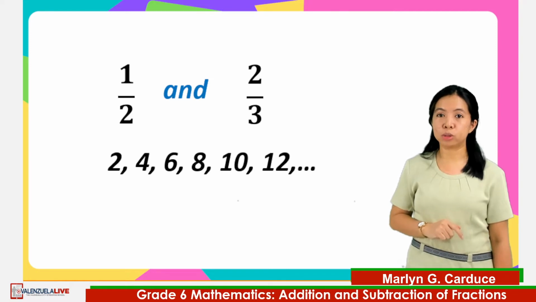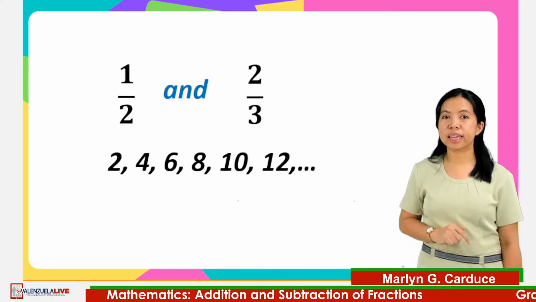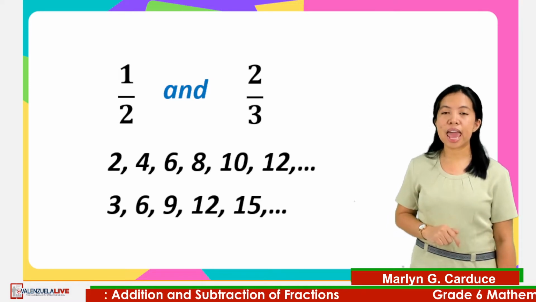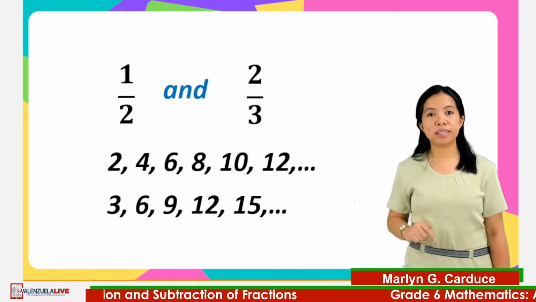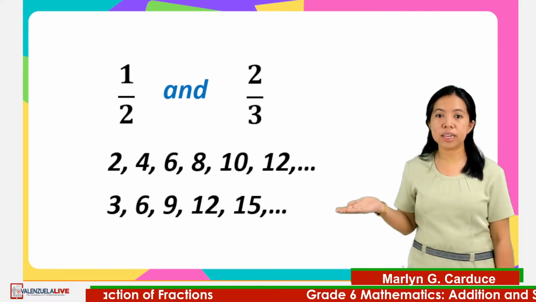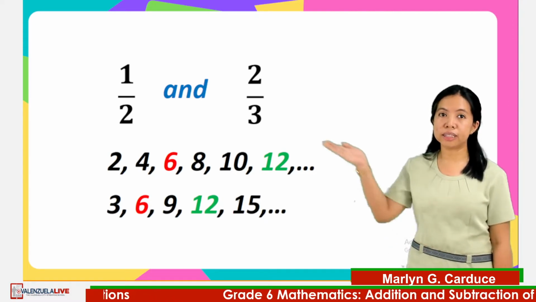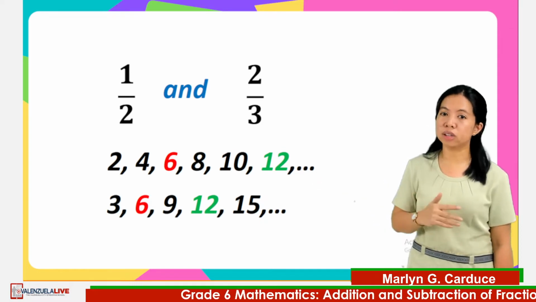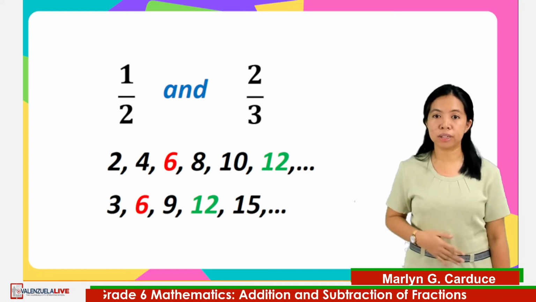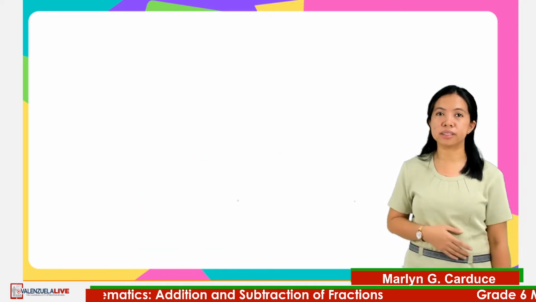So let's start with 2. 2 has multiples of 2, 4, 6, 8, 10, 12, and so on. While 3 has multiples of 3, 6, 9, 12, 15, and so on. As you can see, 2 and 3 have several common multiples like 6 and 12, and so on. But we're only looking for the least or smallest common multiple, and that is 6. So the LCD is 6.